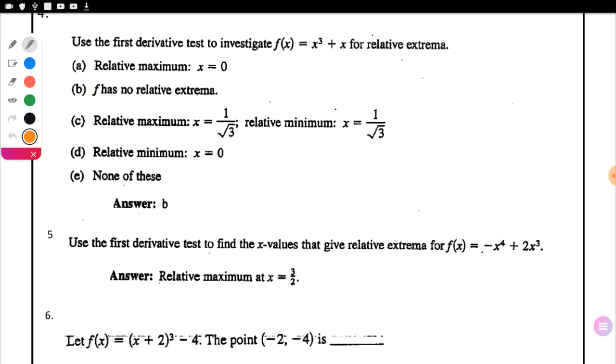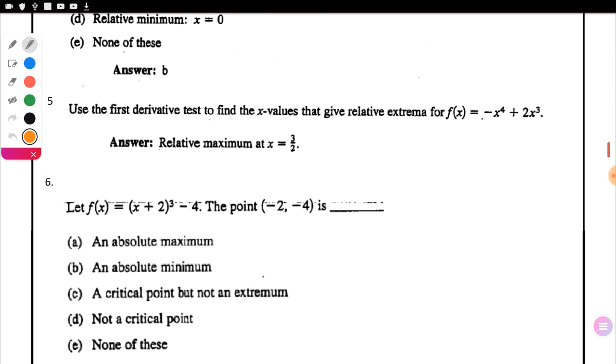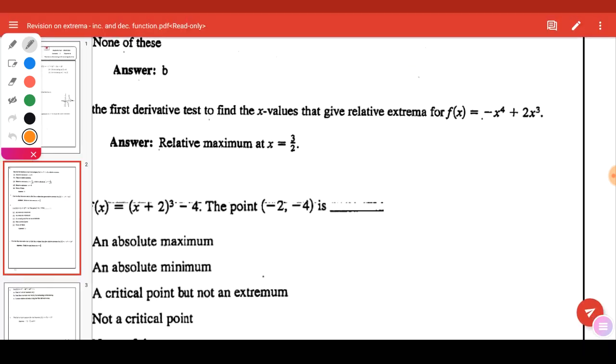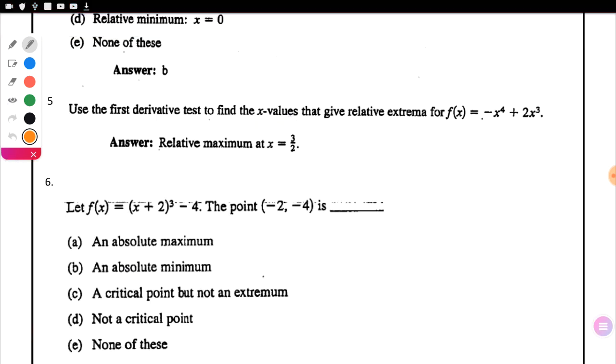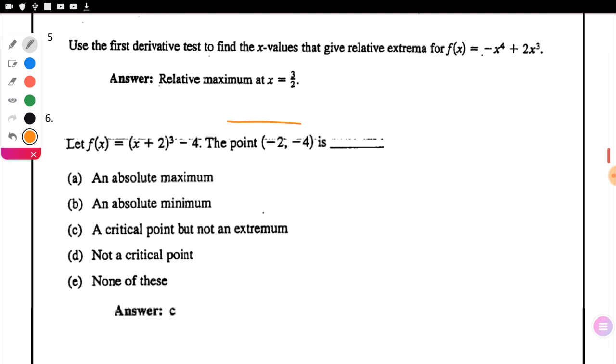Now, for the other one, use the first derivative test to find the x values that give relative extrema. Here he asked about the x value. He didn't say point, x and y. Okay, how to solve this one, I'll show you. I have to use the first derivative test. The first derivative will be negative 4x^3 plus 6x^2. That is the first step.